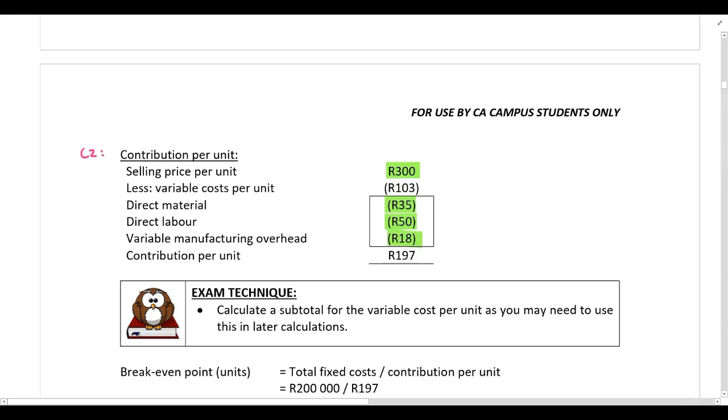Now please note, guys, just for exam technique purposes, you might need to use this variable cost per unit a little bit later in your calculations. So I recommend that you always calculate a subtotal over here, so that you have your variable cost per unit, just in case you need to use that a little bit later. And then sales minus your variable cost per unit will give you your contribution per unit.